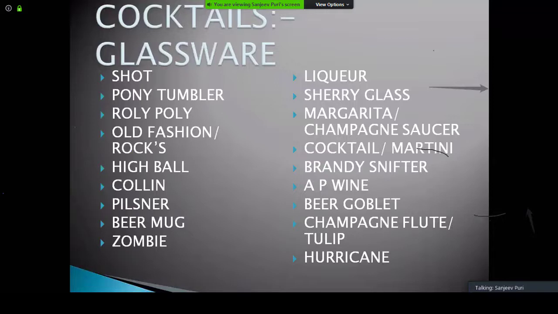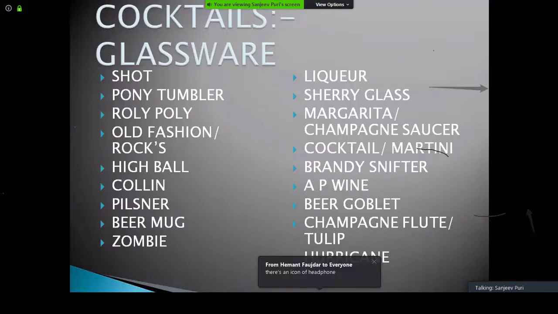Then we have a Collins glass. It's a bit larger than the highball glass. Your Collins, your tall drinks like your Pina Coladas, or let's say Long Island iced tea. These glasses are used for serving your tall drinks. And then we have Pilsner. Pilsner is a tall beer glass, but this can also be used for serving various tall cocktails. The measure is a little bit higher than the highball, but this is one glass that is also preferred for the service of cocktails. Zombie is a glass that is a bit larger than your Collins glass.